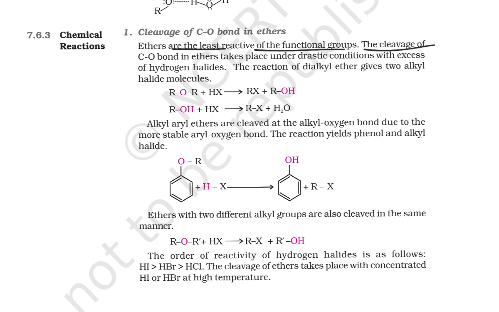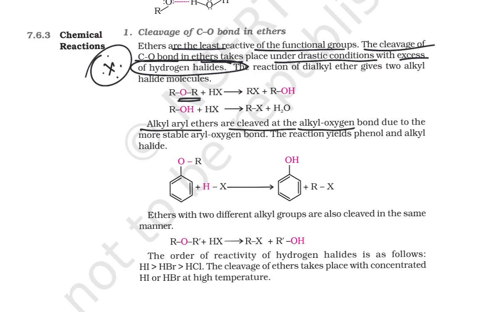Ethers are the least reactive of the functional groups. The cleavage of the C-O bond in ether takes place under drastic conditions with excess of hydrogen halide. This is very important. Only if excess hydrogen halide is there does cleavage of the carbon-oxygen bond take place. Aryl alkyl ethers are cleaved at the alkyl-oxygen bond due to the greater stability of the aryl-oxygen bond.